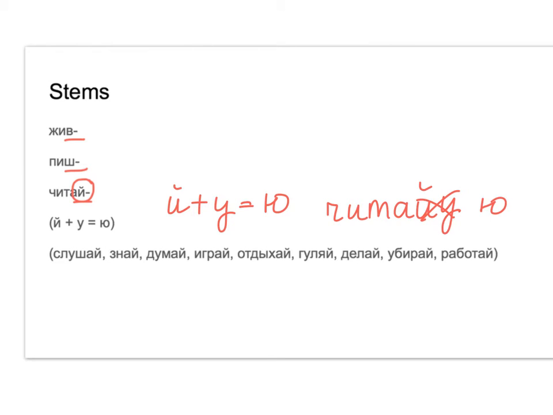Here we see some verb stems of other verbs. Слушай, знай, думай, играй, отдыхай, гуляй, делай, убирай, работай. Notice how this stem that ends in й краткая is quite common.